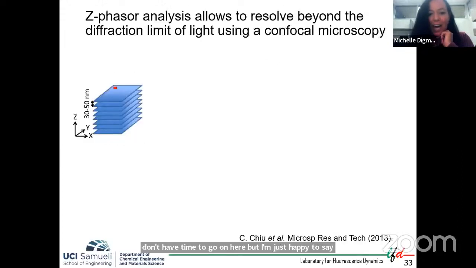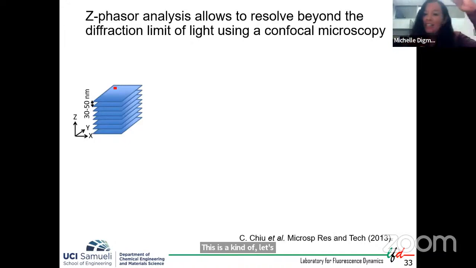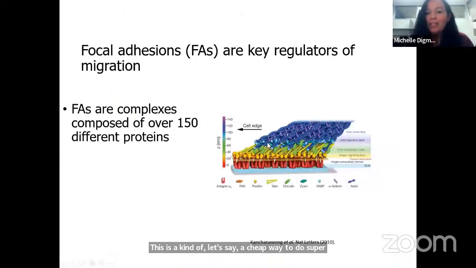from Enrico's group, and I'm going to highlight this because I think this is really important, and we don't talk about the Z phasors enough. This is a kind of, let's say, a cheap way to do super resolution in the Z-axis. So you've probably seen this famous picture here from the Waterman group, where they looked at the stacking of the proteins in the Z-axis. So we could do the same thing, but on a commercial microscope. So we used an Olympus FluoView 1000 to actually see the difference between integrin and paxillin, integrin, and any other focal adhesion, and to see how much they differ in the Z-axis.